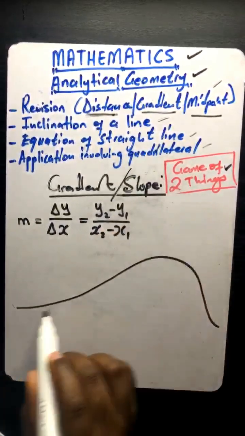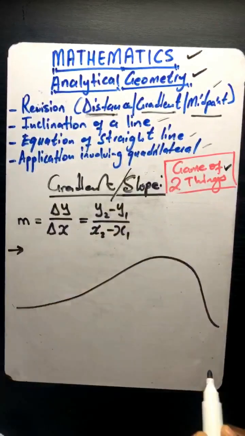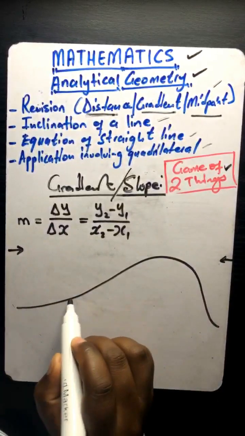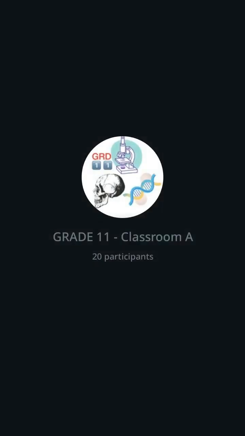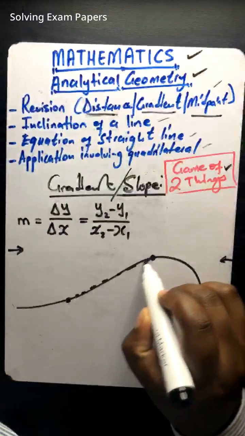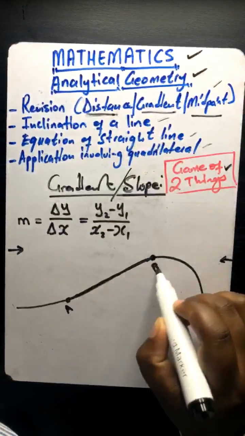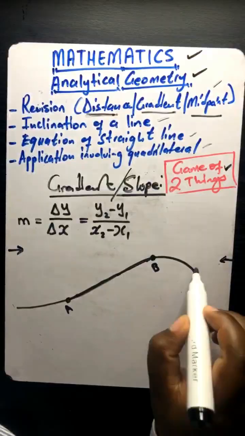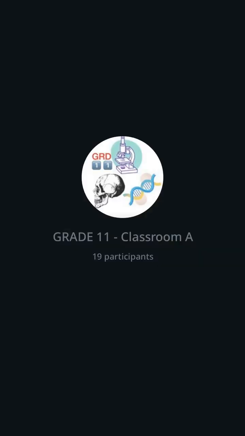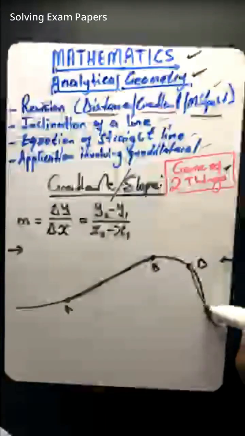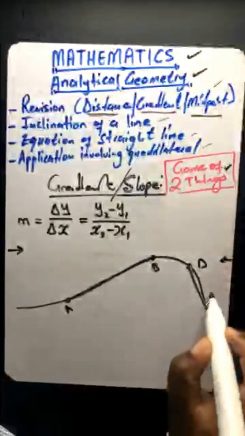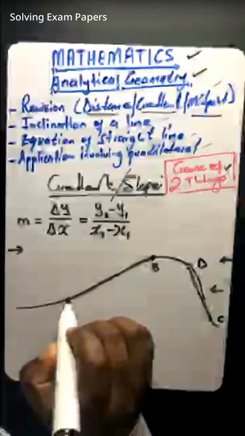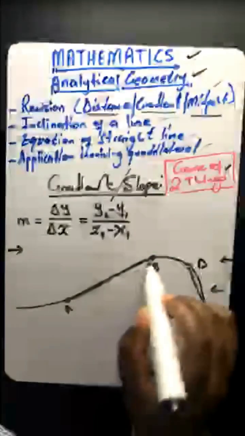So let's say this is a mountain. You want to climb it from either that side or this side. So averagely, let's say from this point up to that point, the gradient between point A and point B, when you compare it with the one between, let's say, point C and point D, you can see that this gradient or slope is steeper than this gradient or this slope from point A to point B.